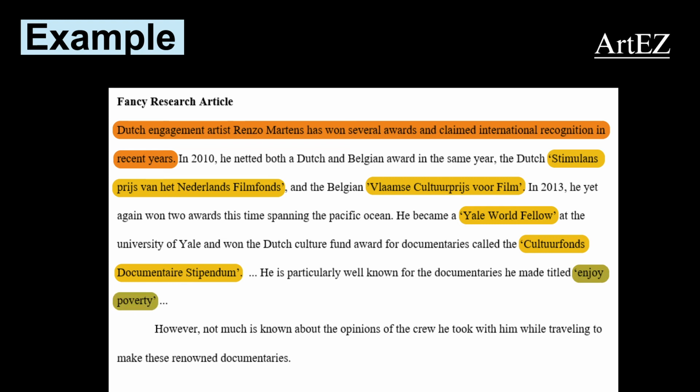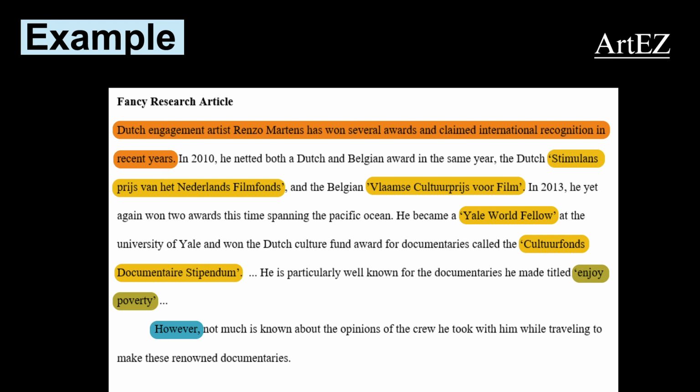Then, we introduce the problem statement. This is usually done via a sign word, such as however. This alerts the reader that a contradictory thing is happening. In this mockup example, we then claim that not much is known about the opinions of the crew that was with him while making these documentaries. Remember that this is a mockup example and not a real-life article, but the point is clear.